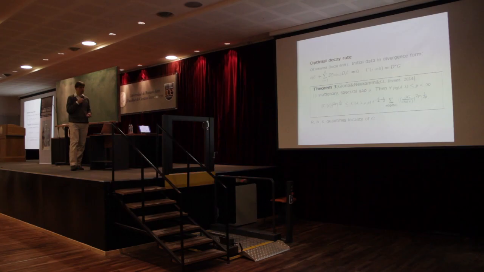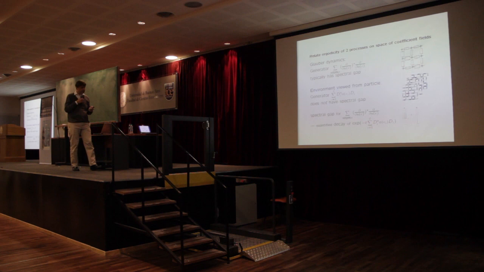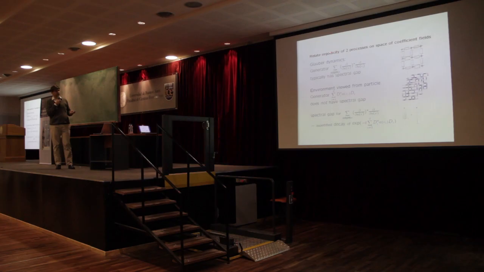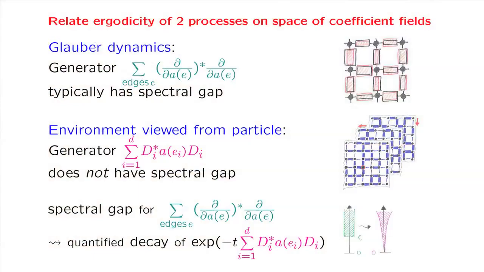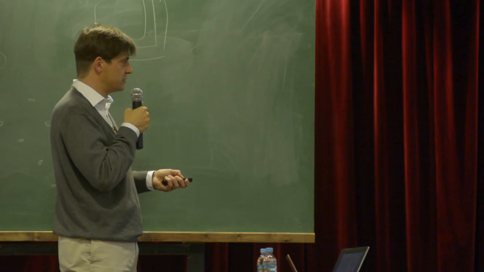So if you want a more general point of view of this result, it is that we made a relation between the ergodicity properties of two different processes. One is just the Glauber dynamics, which doesn't have anything to do with our elliptic equation. I mean, you just change the strength of the conductivities according to the Glauber dynamics. That typically has a spectral gap, or that's what we're assuming, and that's true in the IID case.